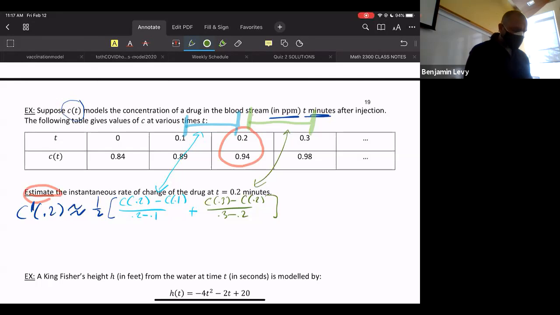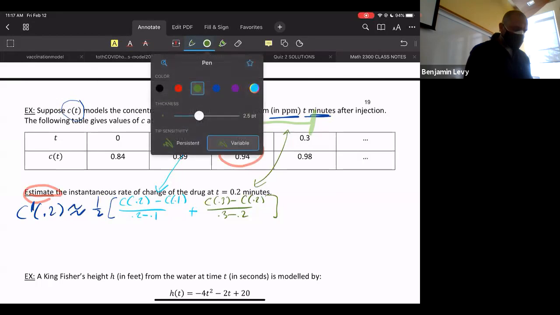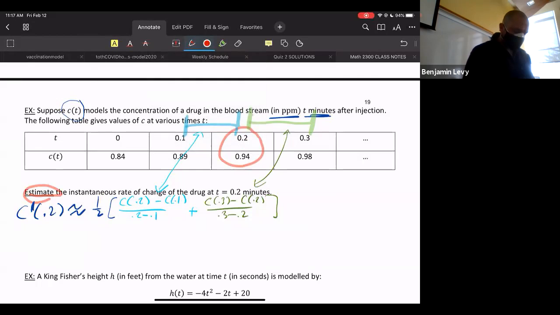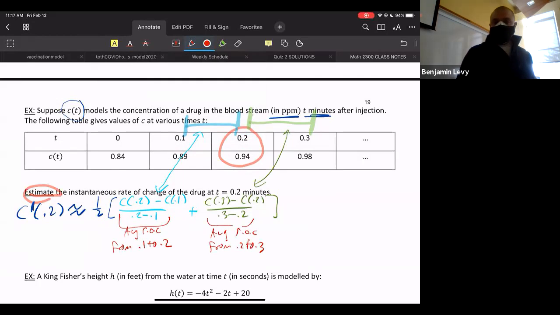We'll just make another quick note in case this isn't clear, in case someone's lost but doesn't want to say anything, right? This is the average rate of change from 0.1 to 0.2, and this from 0.2 to 0.3. Anything? Seems okay?